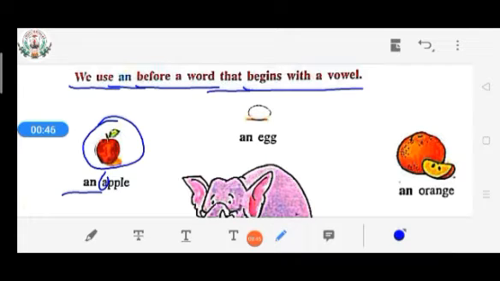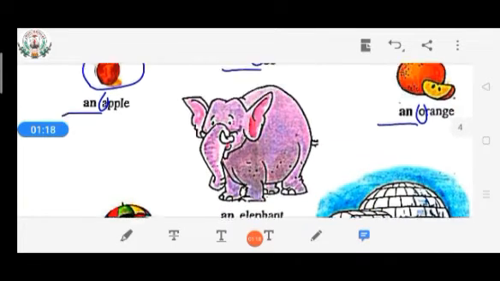Look at the second picture, children. The second picture is egg. The first letter of egg is E. It is a vowel sound. So, we will use an egg. Look at the third picture, children. Orange. The first letter of orange is O. It is a vowel sound. So, we will use an orange.